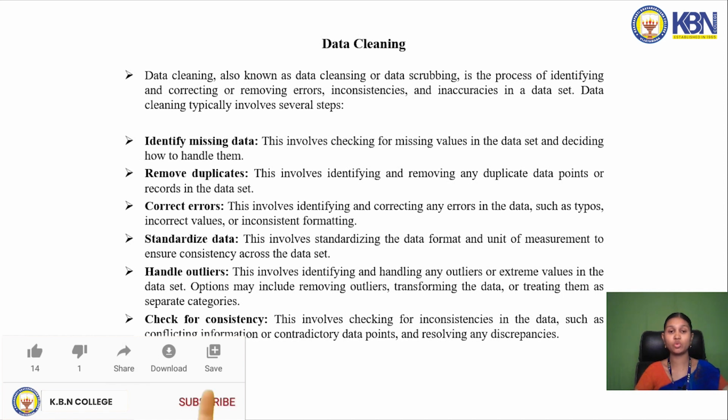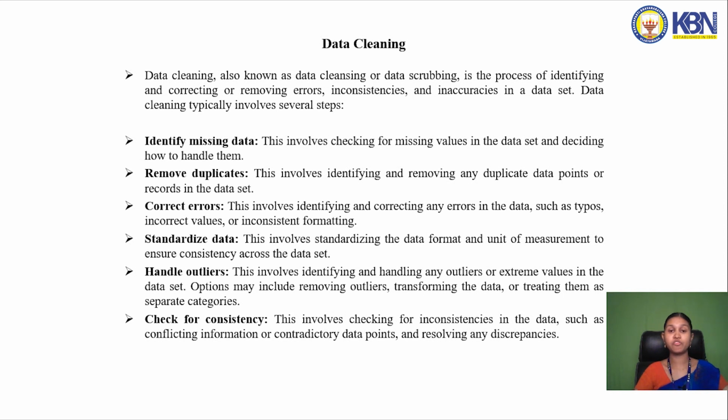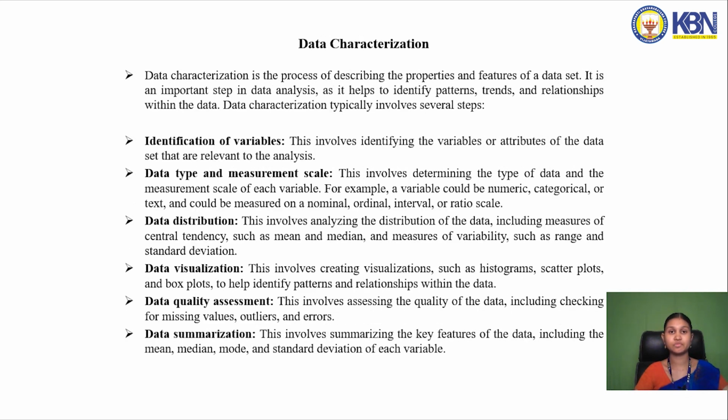Next one, handle outliers. This involves identifying and removing outliers, transforming the data, and treating them as separate categories. Next one, check for consistency. Here, consistency means resolving conflicting information or contradictory data points, or any disturbances that are there in the data or data set.